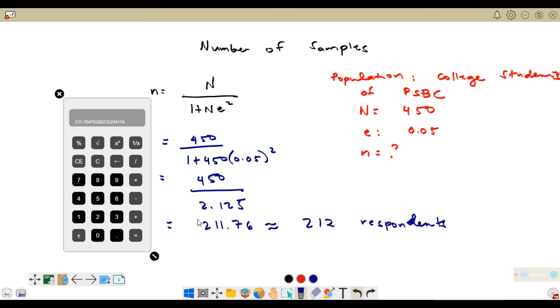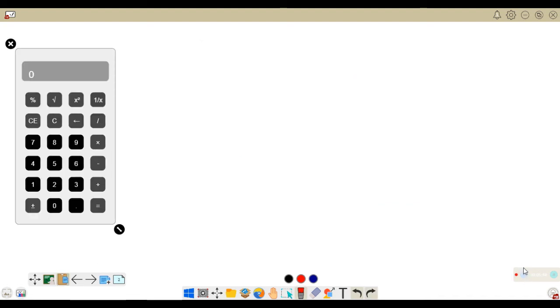Now, let's expand our problem. So, meron kang 212 na respondents. How will you choose these respondents from the 4 departments that we have? So, halimbawa, now that we already know that the number of samples that we need is 212 respondents, alamin naman natin kung saan-saan manggagaling yung 212 respondents natin.